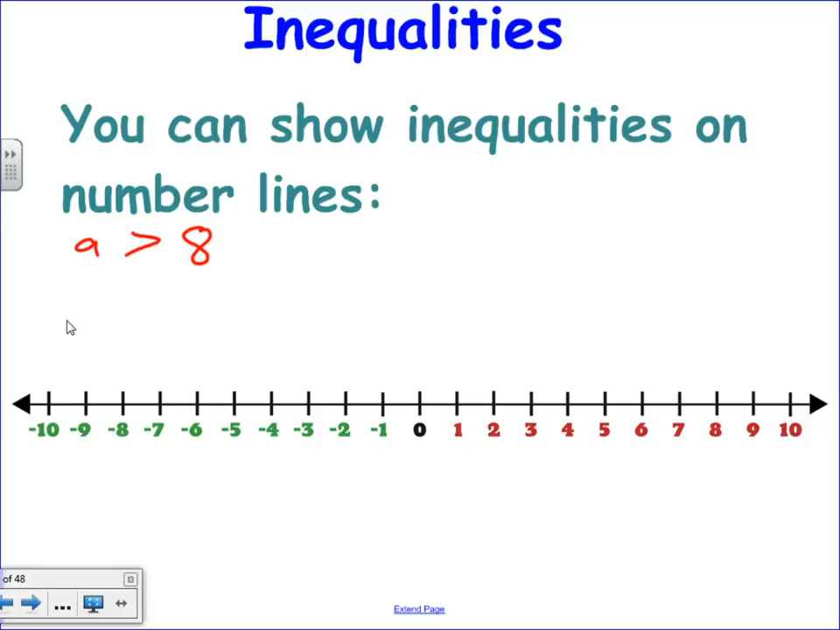So the way to represent this is on the number line with a circle. Okay? Now, with the circle, if it can't be that number, you leave it empty. If it can be that number, in other words, if it was equal to it, you would colour it in. So in this instance, we leave our circle empty. To represent all the values that A can be, so it can be 9, 10, 11, but it can't be 8, you draw a line that represents those values. So you would draw a line that goes off to infinity in that direction.